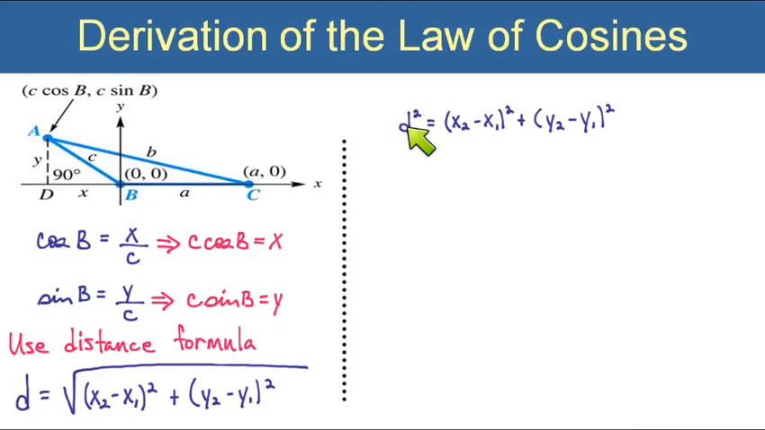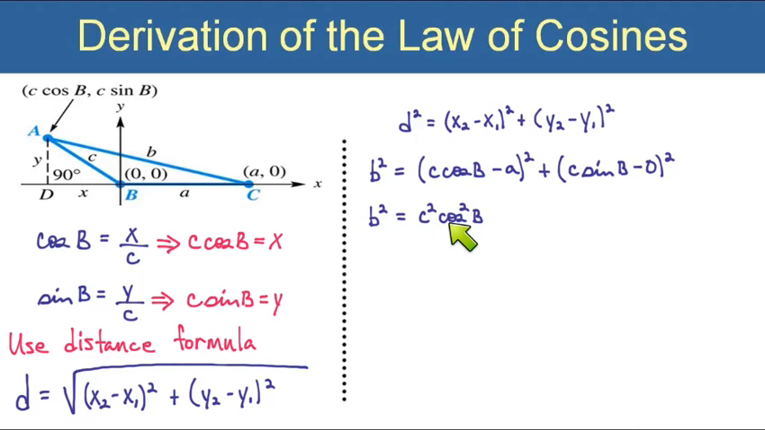Now the distance we're interested in is side b. And that's going to be this x value minus this x value, so (c cosine B minus a) all squared, plus this y value minus this y value, so (c sine B minus 0) all squared. If we FOIL this out, squaring that binomial, first times first is c squared cosine squared B. The middle term will be negative 2ac cosine B. And last times last will be plus a squared. And here, I don't have to go through all that because this second term is 0, so it's just going to be plus c squared sine squared B.